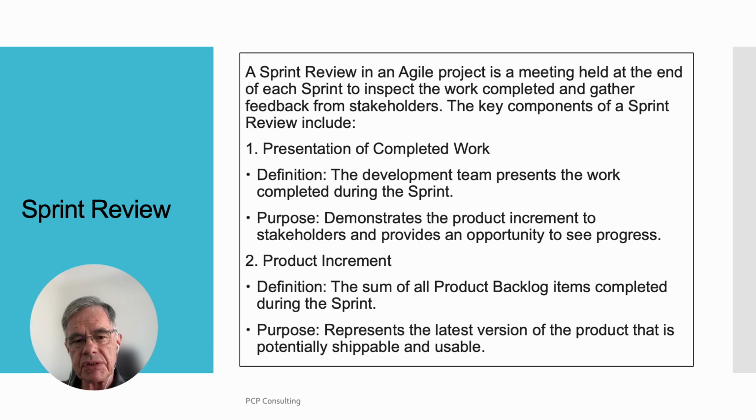The key components of the sprint review are presentation of completed work. Definition: the development team presents the work completed during the sprint. Purpose: demonstrates the product increment to stakeholders and provides an opportunity to see progress. Product increment. Definition: the sum of all product backlog items completed during the sprint. Purpose: represents the latest version of the product that is potentially shippable and usable.